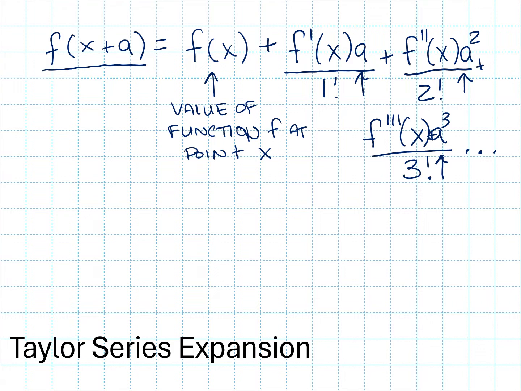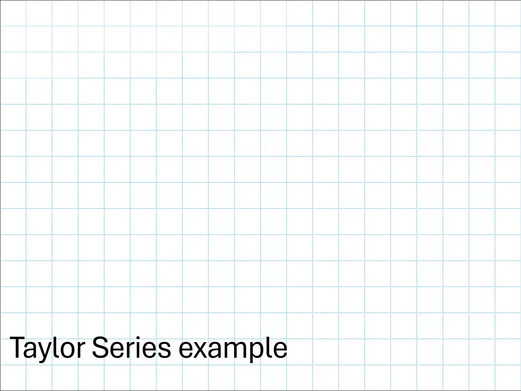For instance, the value of function at point x is our first term. This second term is the value of the first derivative of the function f at point x. And then our third term is the value of the second derivative of function f at point x. So nowhere in here do we actually need to know the function itself. So let's do an example.